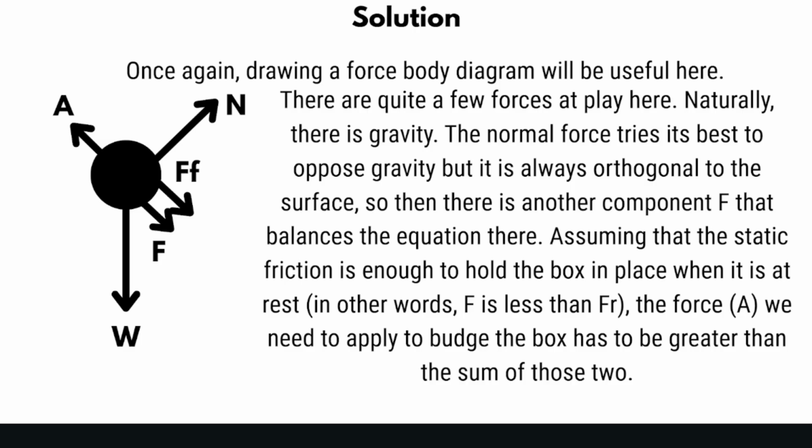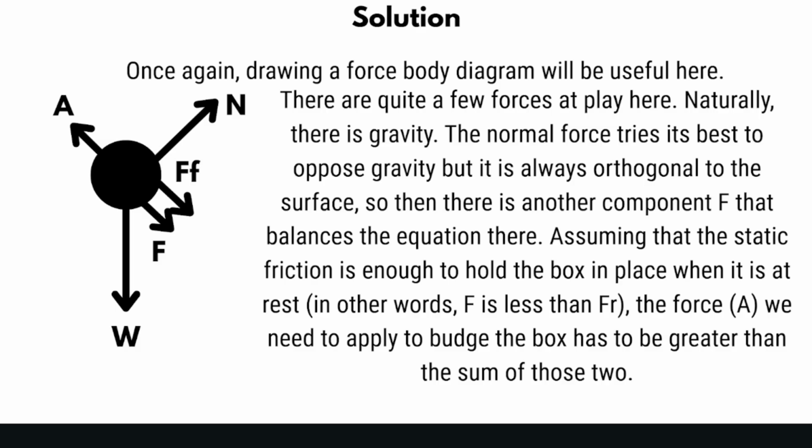Okay, so for this one we need to draw a free body diagram, and there are quite a few forces at play here. Naturally, there's going to be gravity, which is W, and then the normal force tries its best to oppose gravity, but it's always orthogonal to the surface, right? Because it's not going to be enough magnitude-wise, there's going to be another component F that balances the equation. That's like what we talked about earlier, right? There's a component of the force that goes parallel to the ramp, in addition to the normal force.